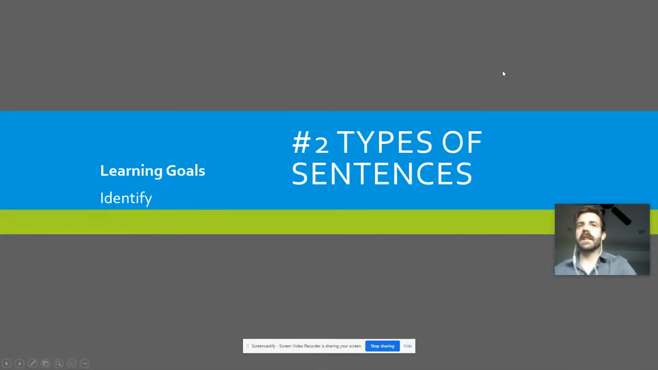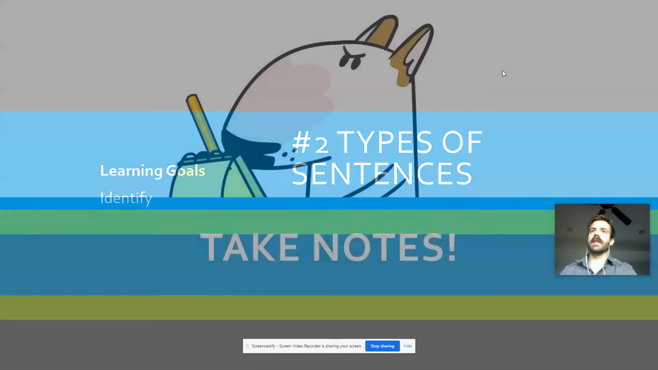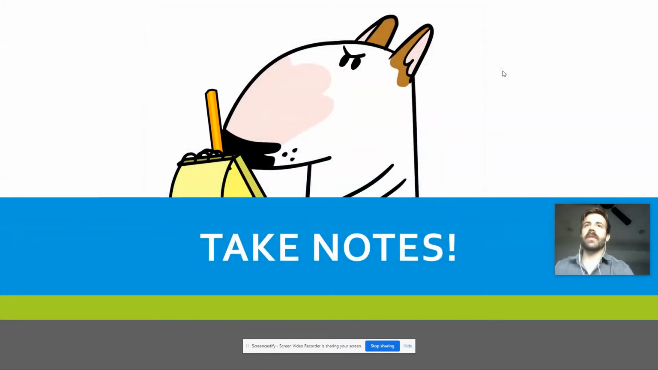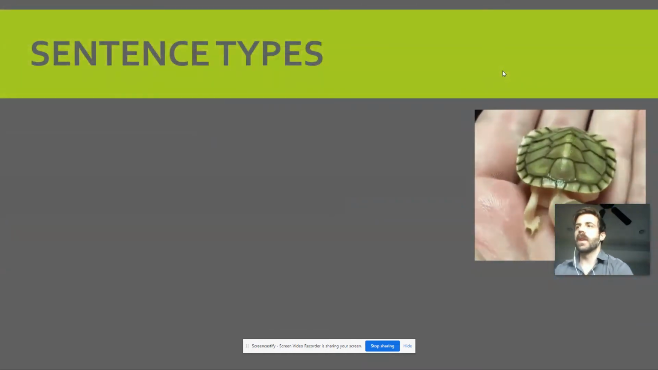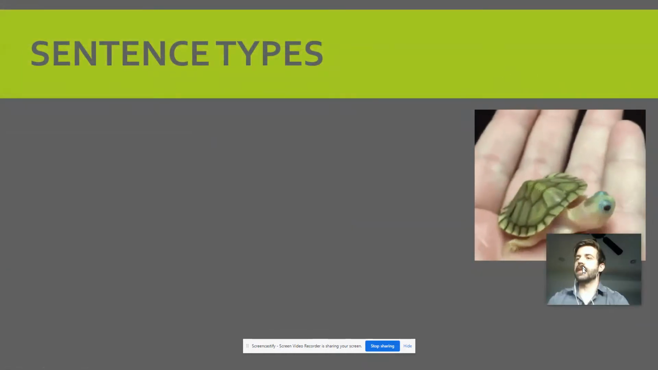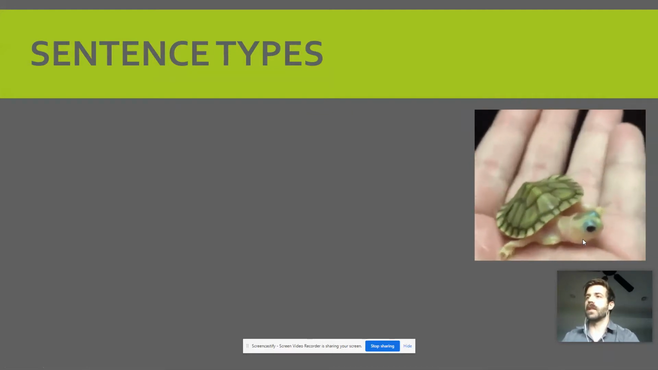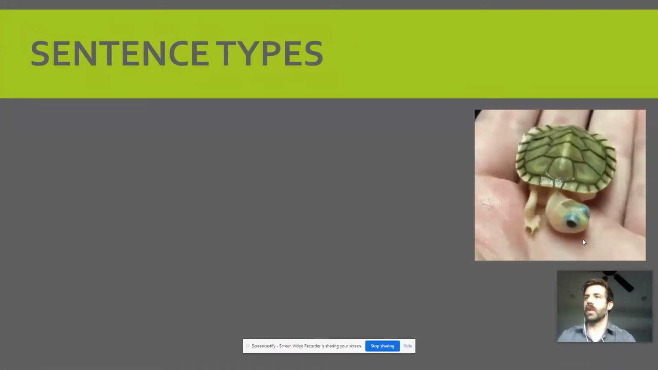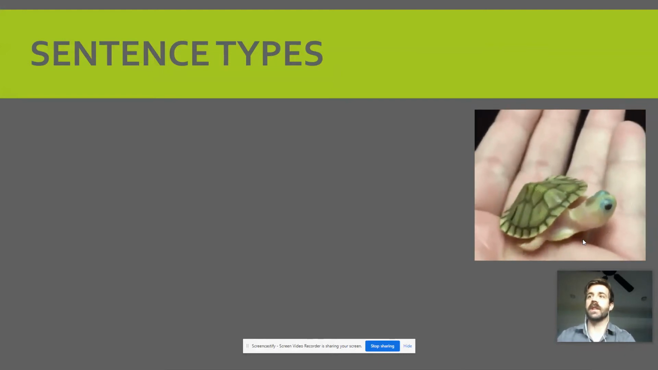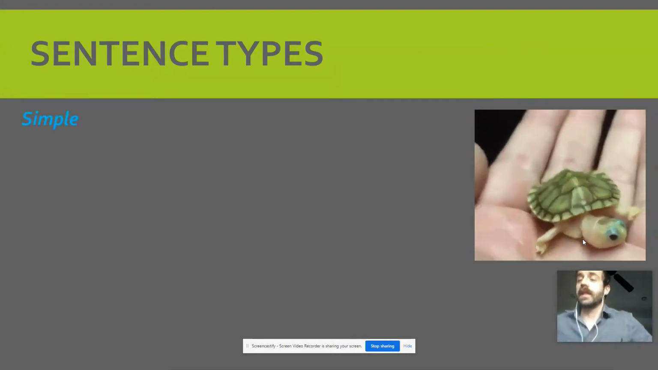Folks, this is our second lesson in our grammar unit, working on identifying different types of sentences. So again, if you don't have your notebook out, make sure you grab that and be jotting down the information here. We're going to identify some types of sentences because different types of sentences are going to need different types of punctuation as we go through these. So before we start talking about punctuation, let's work on identifying what types of sentences we have.